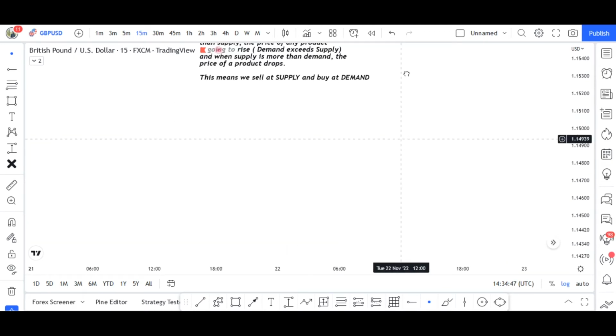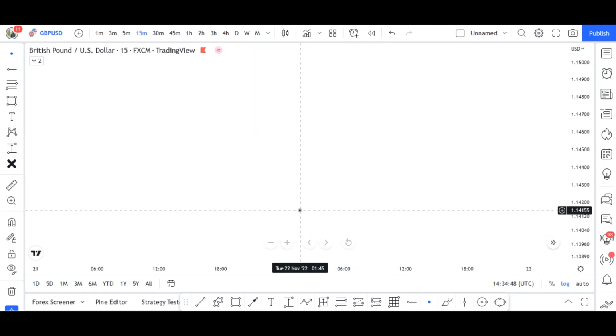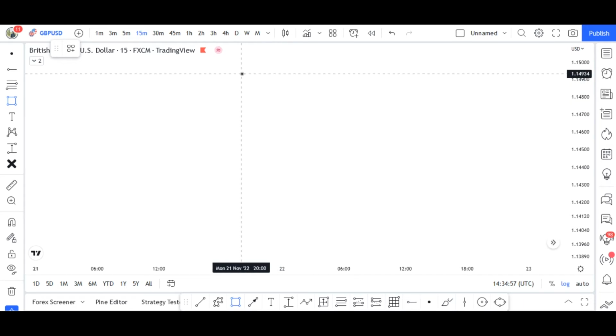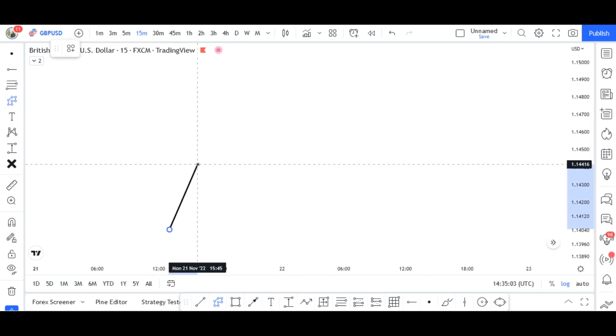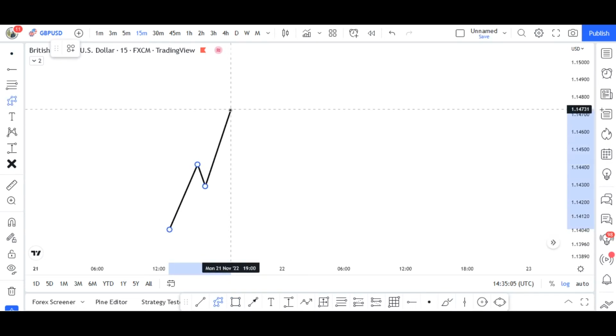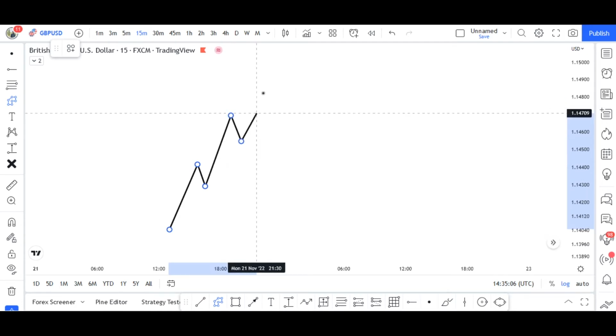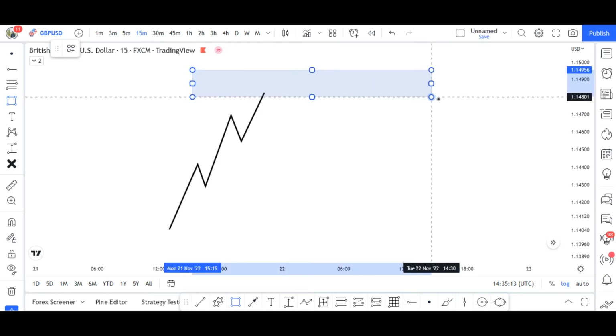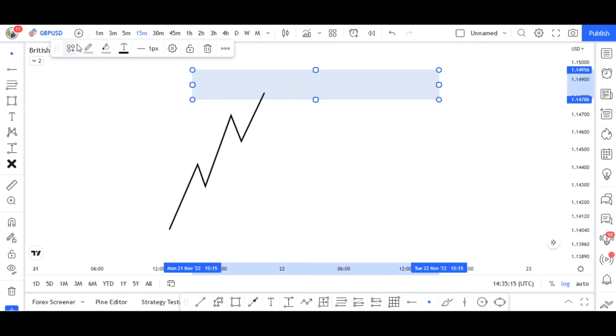Let's take the market. I'm just going to illustrate something here. So we have our zones. At supply zones, we are selling, and at demand zones, we are buying. Let's say we have our supply zone. The market moves up, the market was bullish, and then we have a supply zone right here.